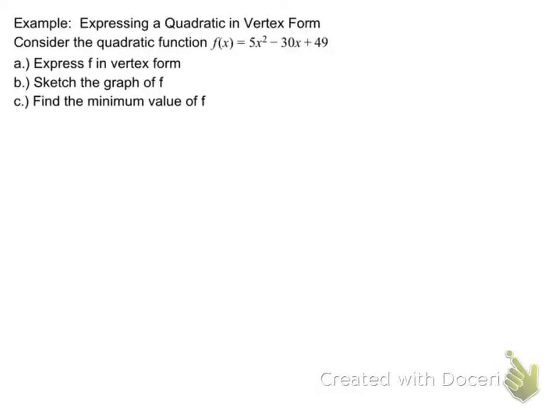So, here we go. What's my first step in completing the square? Subtract 49 to the other side. I like that. I'm going to do that right here. So I have f of x minus 49 is equal to 5x squared minus 30x. Is everybody okay with that?